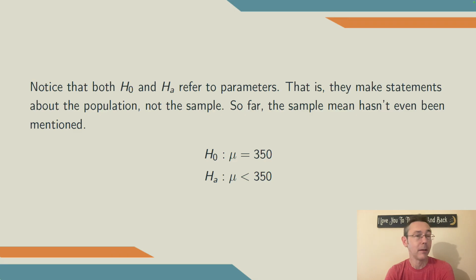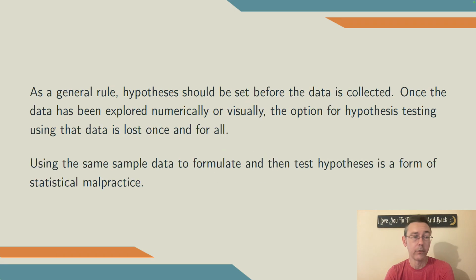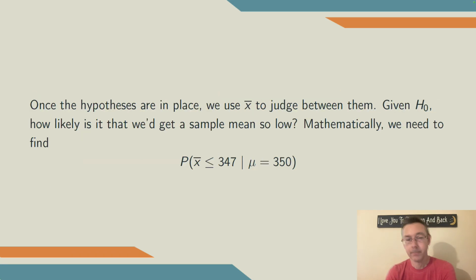Notice that both of these hypotheses only refer to parameter values. They're making statements about the population, not the sample. And in particular, there's no sample data in here whatsoever. As a general rule, hypotheses should always be set before sample data is even collected. At minimum, they need to be considered before the sample data is explored and analyzed. If you look at the data and then go back to try and set your hypotheses, you're going to get meaningless results. That's considered to be a form of statistical malpractice.